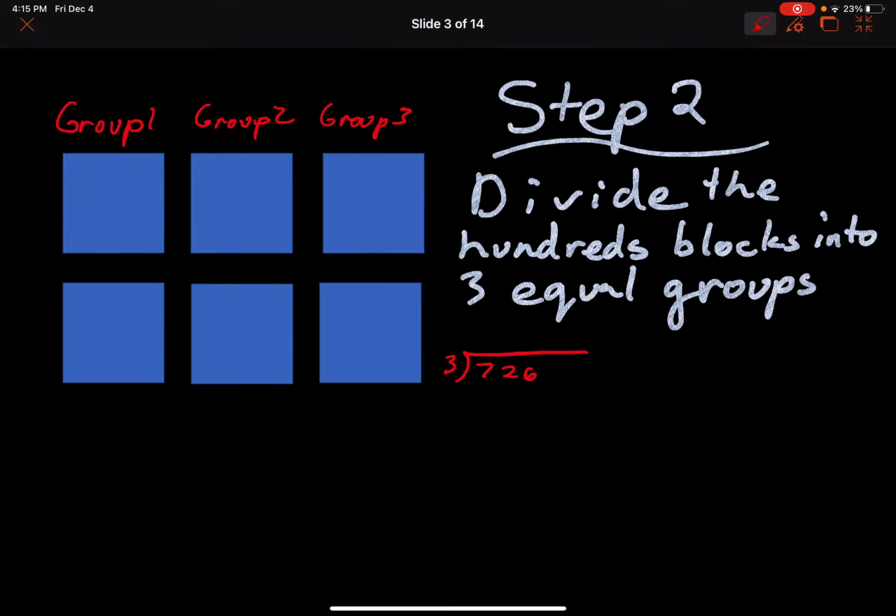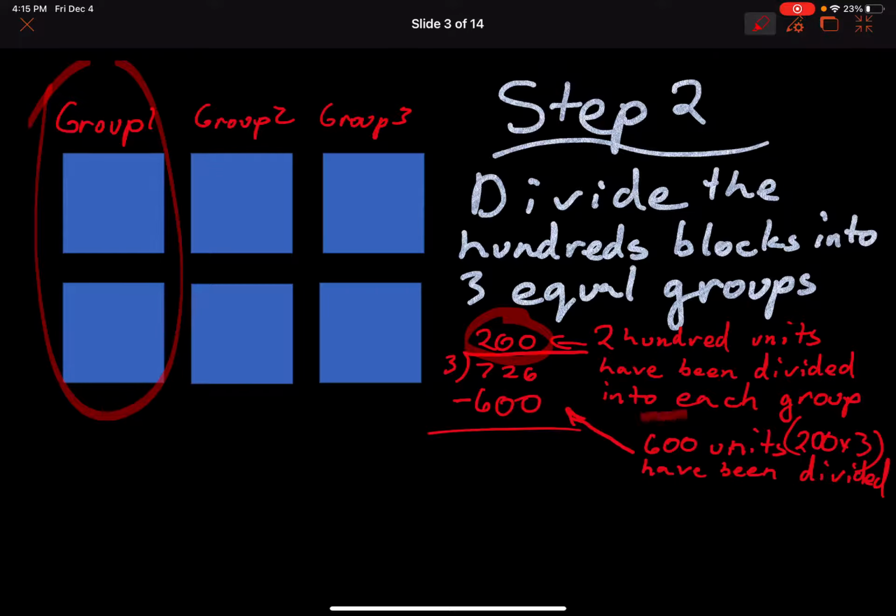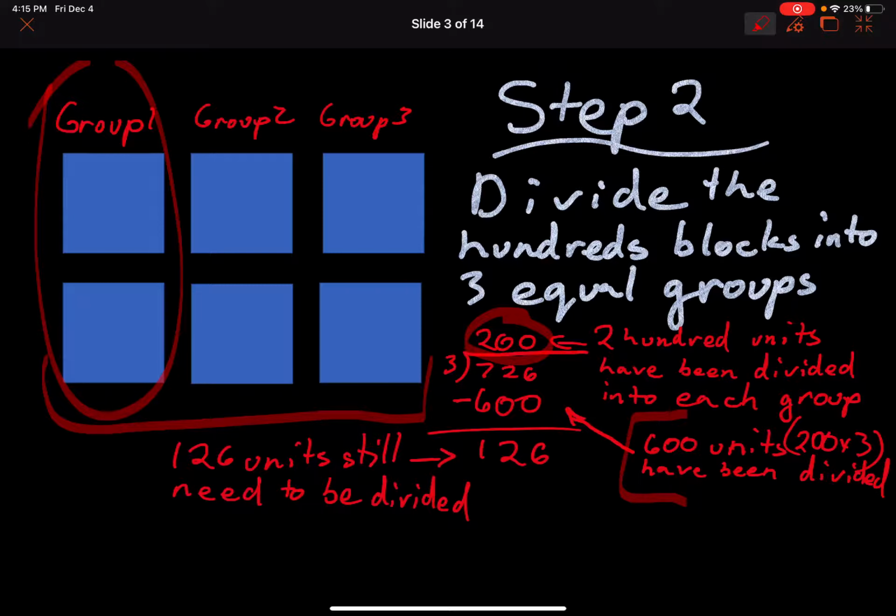So step 2, I'm going to divide those hundreds blocks into 3 equal groups. So I have group 1, 2, and 3. So notice I have 200 units that have been divided into each group. So that 200 times 3 is 600. So I have 600 units, 200 times 3 have been divided. And what is left remaining is 126 units that still need to be divided up.